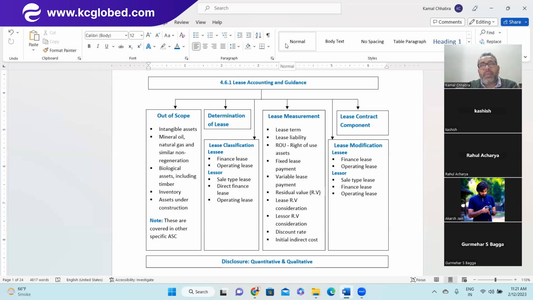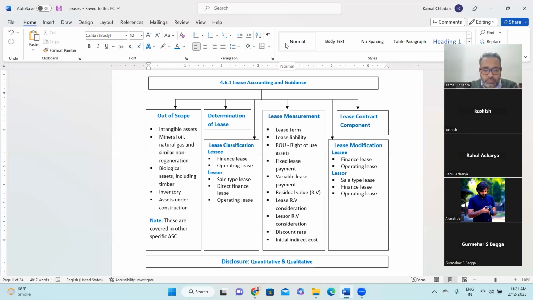Yes, sir. Now, in the books of lessor, who is lessor? The person who is giving the asset, the person who is providing his or her asset, right? So in the lessor's book, there are three categories. First one is sales type lease, second is direct finance lease, and third is operating lease. There are certain criteria which for the lessee we consider as a finance lease. The same criteria applies, then it is considered as a sales type lease.